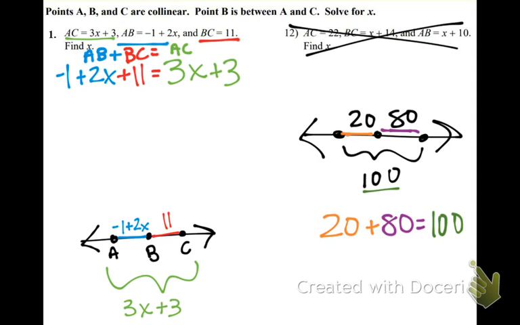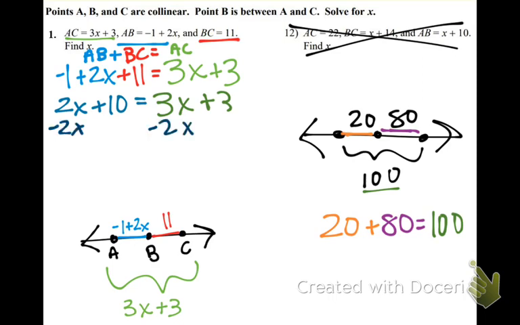Okay? So we're going to combine like terms on this side. What's -1 plus 11? 10. So we're going to have 2x plus 10 equals 3x plus 3. I always move the smaller x, so which one is my smaller x? 2x. So I'm going to subtract it. So 10 equals x plus 3. So my final answer, x equals 7. So this problem in particular asked for x.